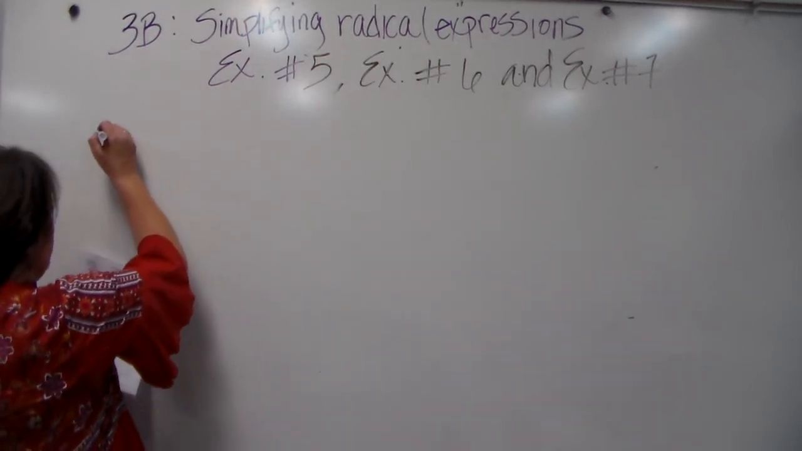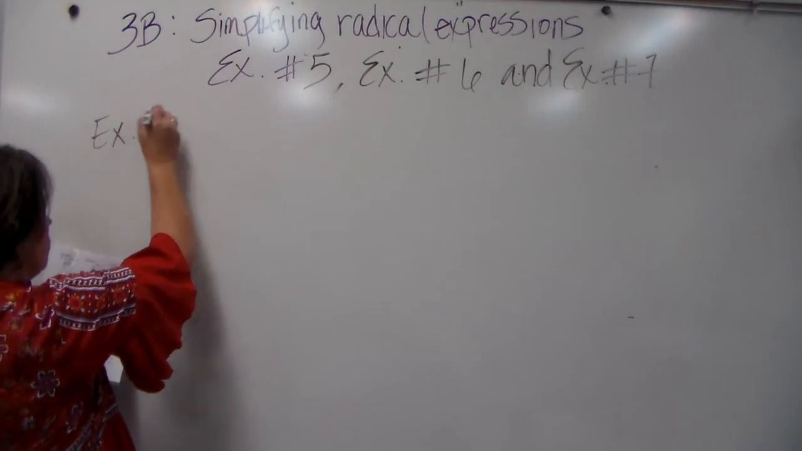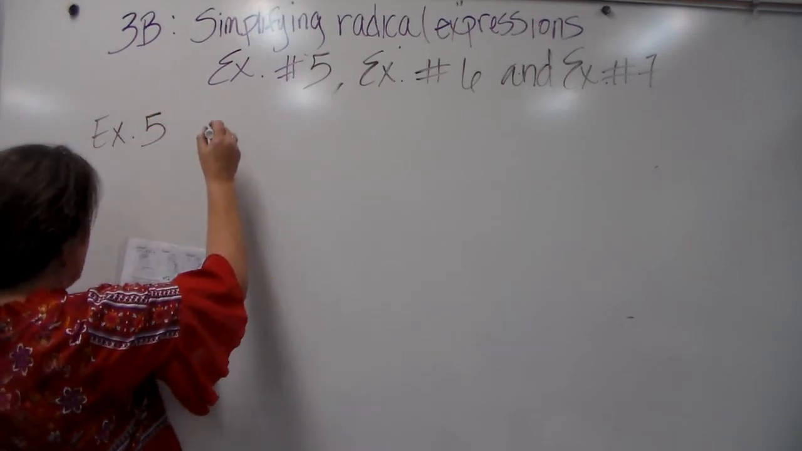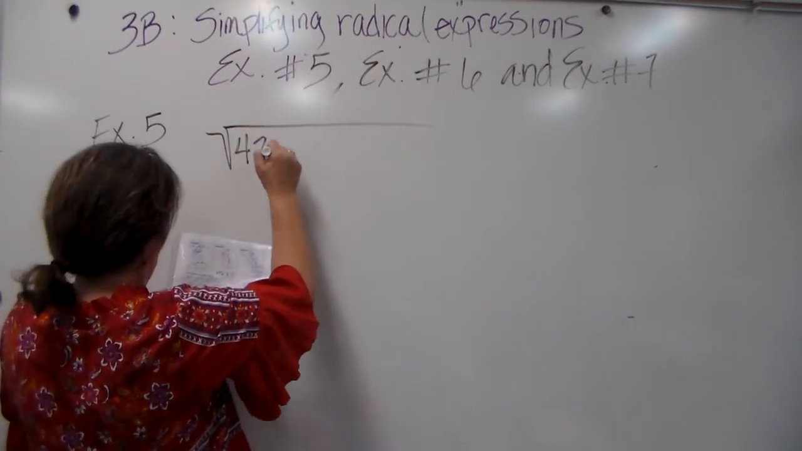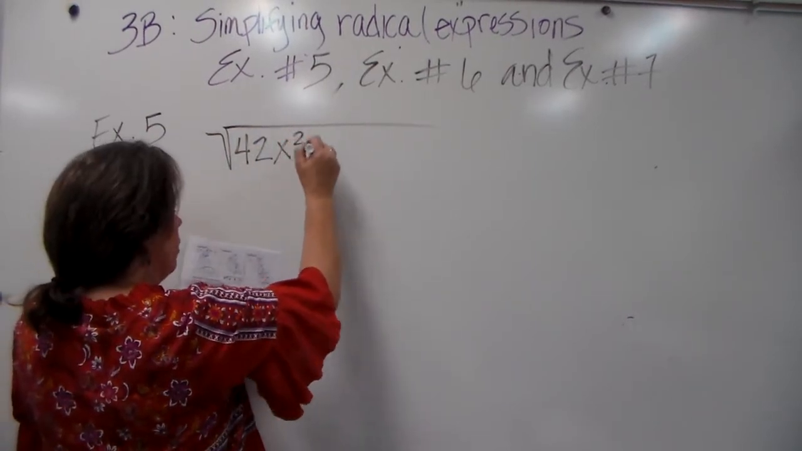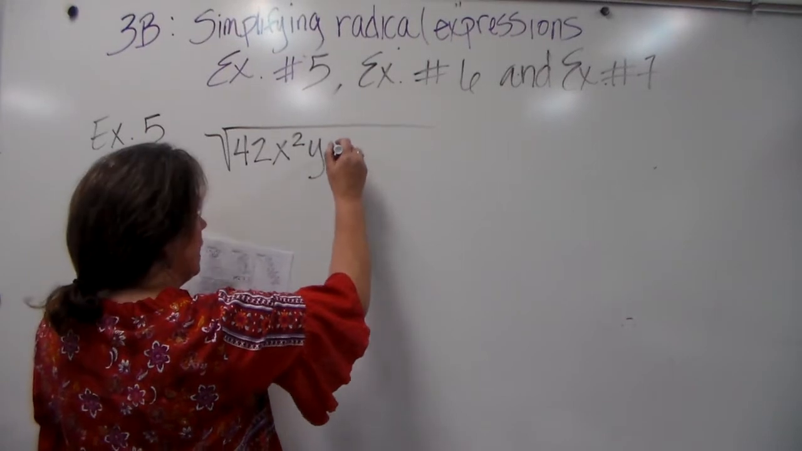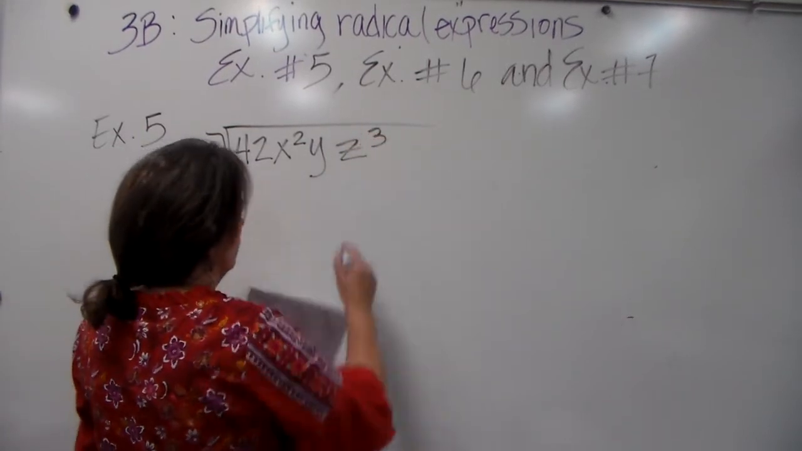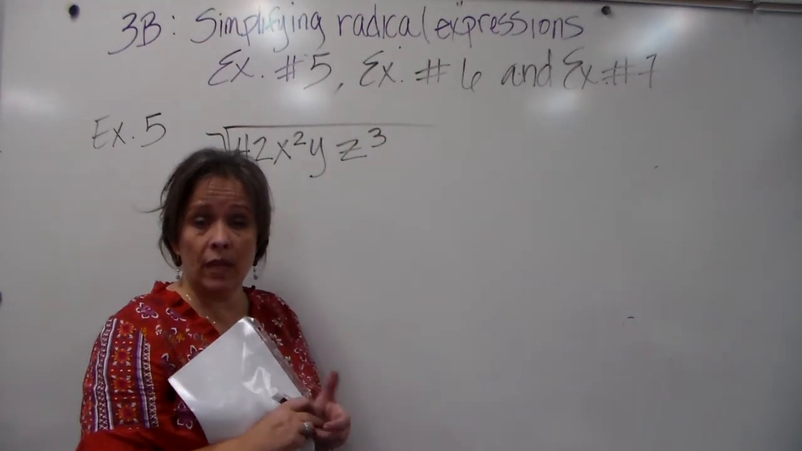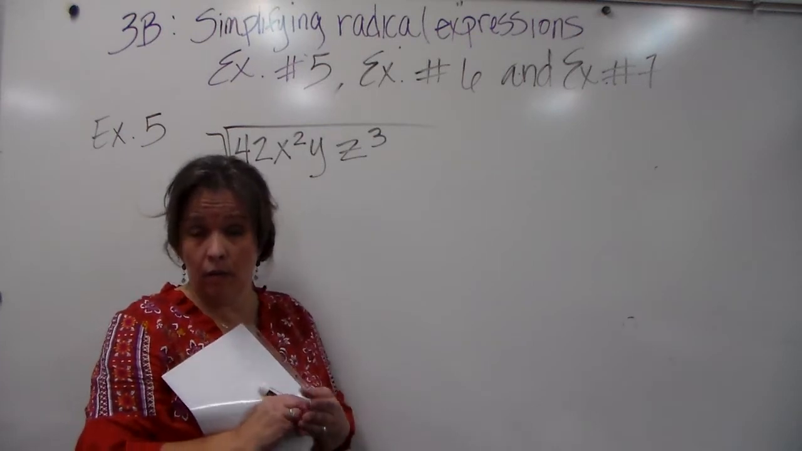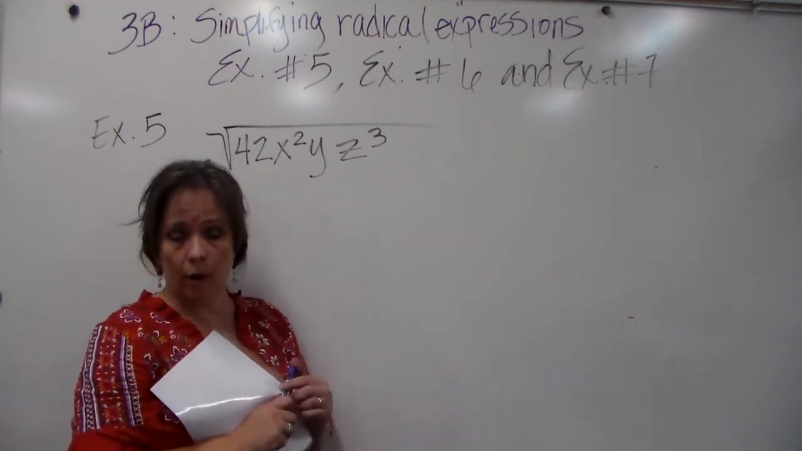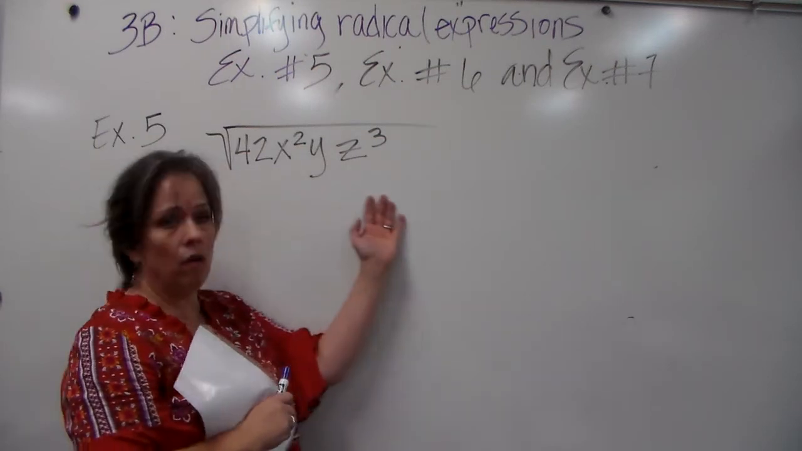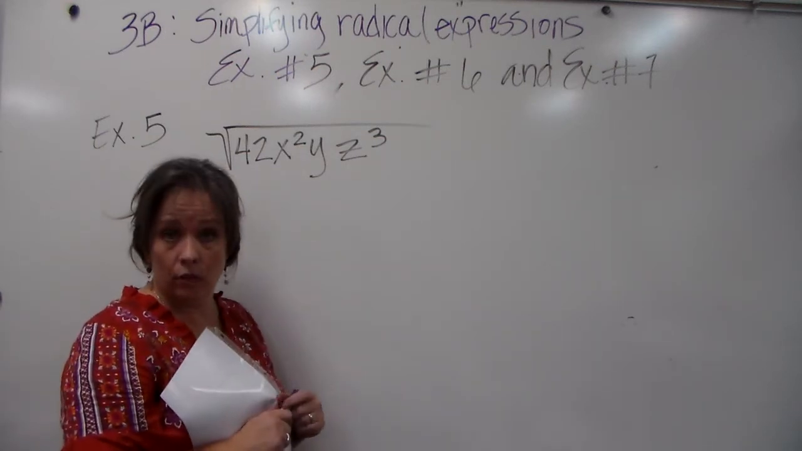So for example number 5, we are asked to simplify the square root of 42 x squared y z cubed. You can see from this example that we have a number part, that's our 42, okay? And then we have a variable part. And we want to put the whole term in prime factors, okay?